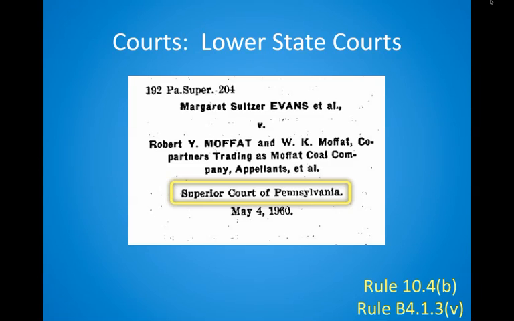Here's the case of Evans v. Moffitt as it appears in the second edition of the Atlantic Regional Reporter. The name of the state and the name of the court appear after the case name. It is the Superior Court of Pennsylvania.